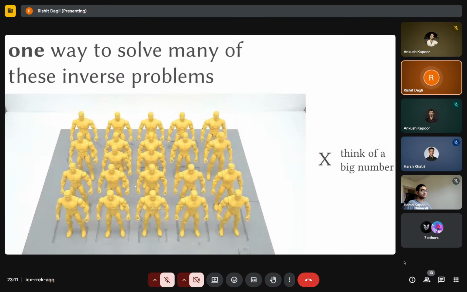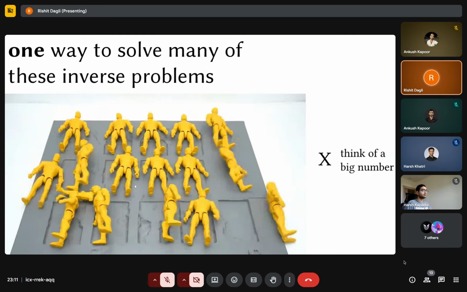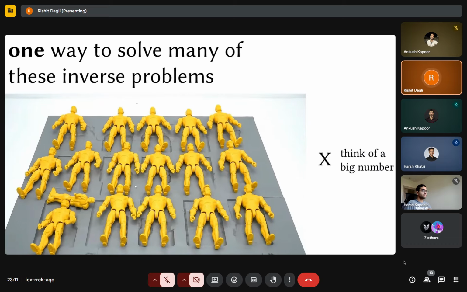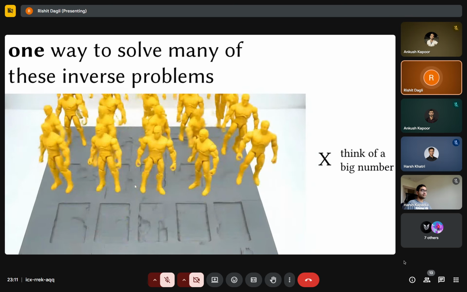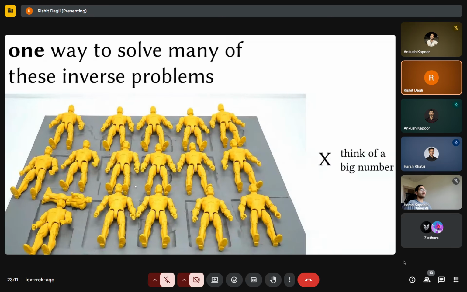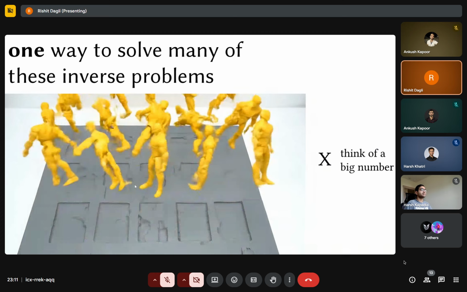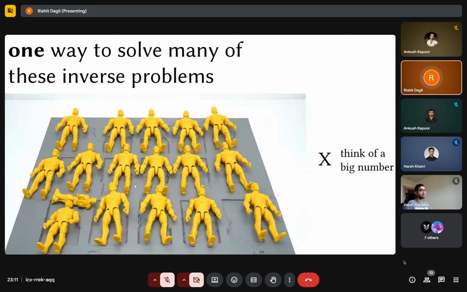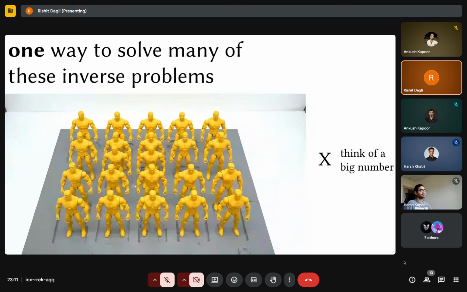Okay, an honorable mention to solving some of these inverse problems is, think of a big number and then just keep doing simulations and simulations and simulations, and then make a human sit and say which one looks good. So yeah, we can give that an honorable mention. That's a way to do stuff, of course.